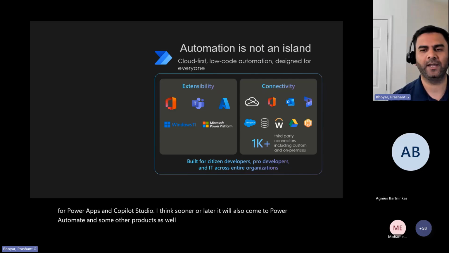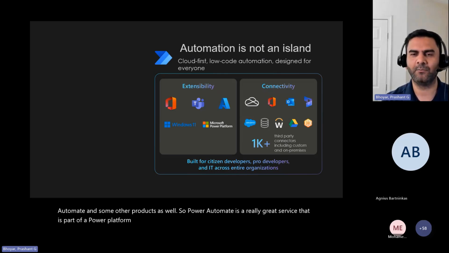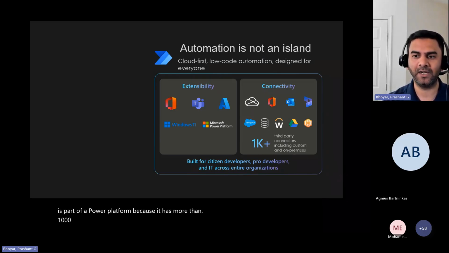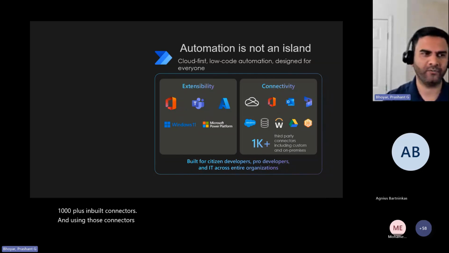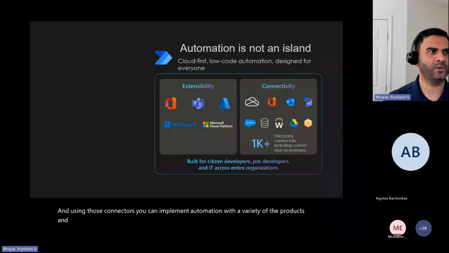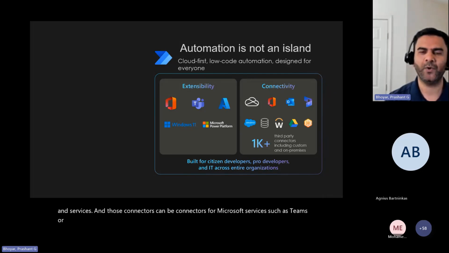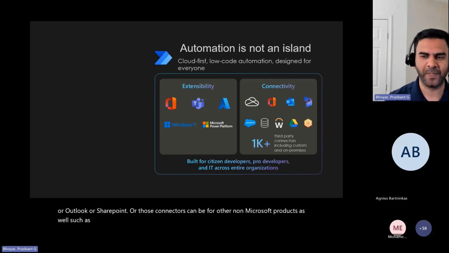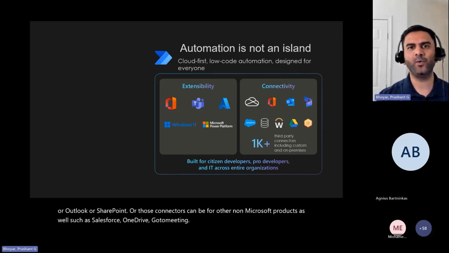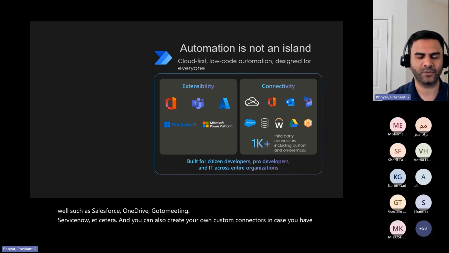So Power Automate is a really great service that is part of Power Platform because it has more than 1,000 inbuilt connectors. And using those connectors, you can implement automation with a variety of products and services. Those connectors can be for Microsoft services such as Teams, Outlook, or SharePoint, or for other non-Microsoft products as well, such as Salesforce, OneDrive, GoToMeeting, ServiceNow, etc.